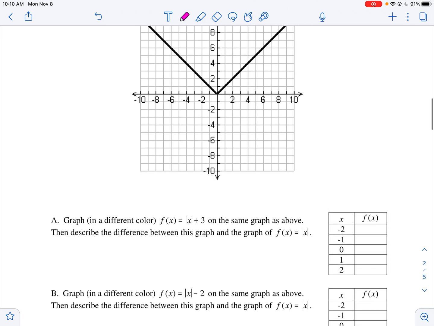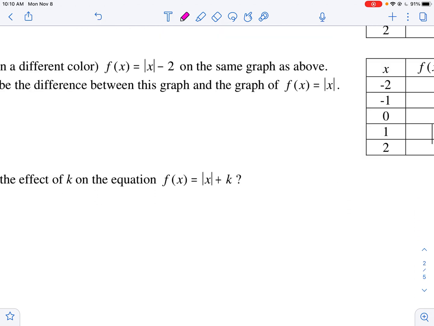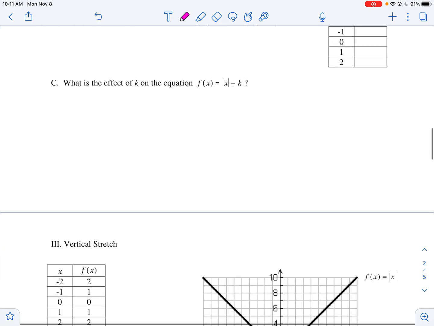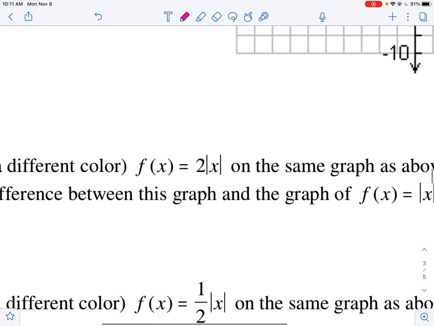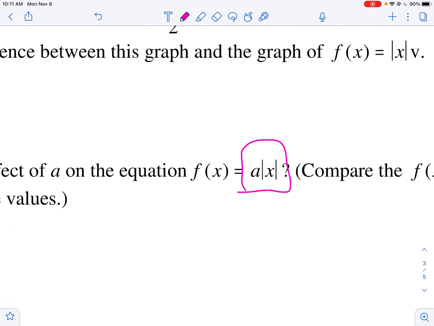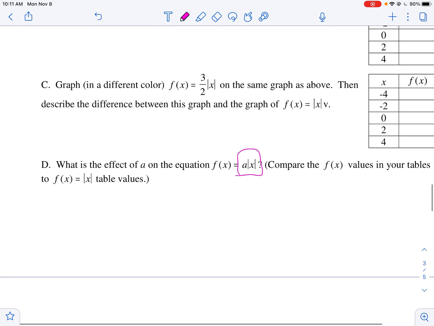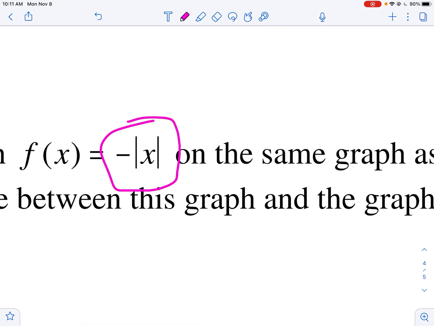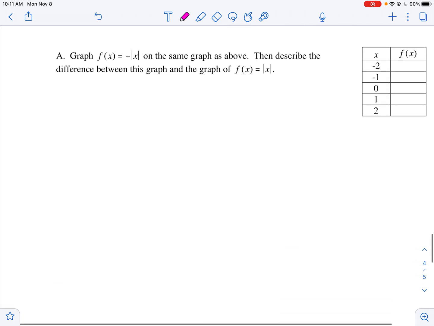The next one has f of x equal to the absolute value of x plus 3 and minus 2, and you figure out what the k value does when it's outside the absolute value. On the next one, you figure out what a number in front does to your absolute value. Does it move it, or make it fatter or skinnier? And on the next one, you figure out what happens if you put a negative in front.